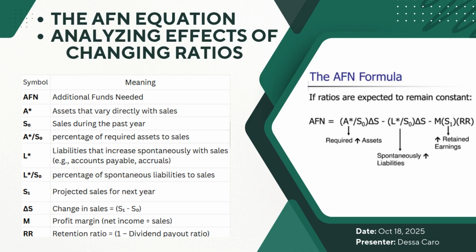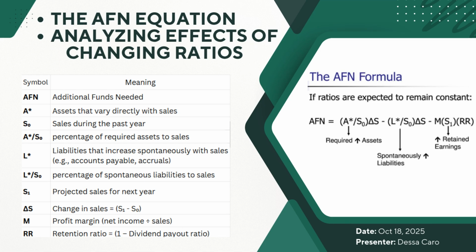By definition, AFN means additional funds needed. AFN tells us how much external financing the company needs to support its projected growth. If AFN is positive, it means the firm needs to borrow or raise new equity. If AFN is negative, it means it generates more funds than it needs, which is a good sign. Now let's go through each symbol and its meaning.